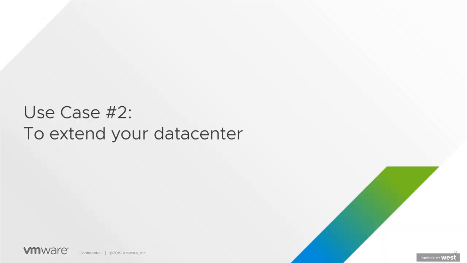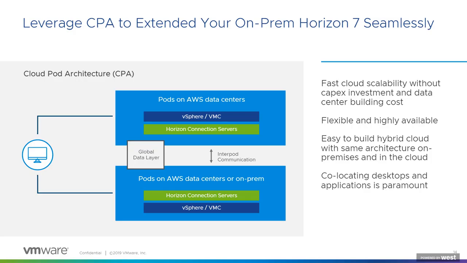All right, let's talk about the second use case, which is extending your data center. Again, the diagram is very familiar because it's the exact same technology that enables DR that also enables data center extension. And so again, we're stretching CPA between the VMware Cloud on AWS data center as well as your on-prem production data center, right? And because these two pods, these two data centers, are in the same federation, you can actually manage those two data centers in concert.